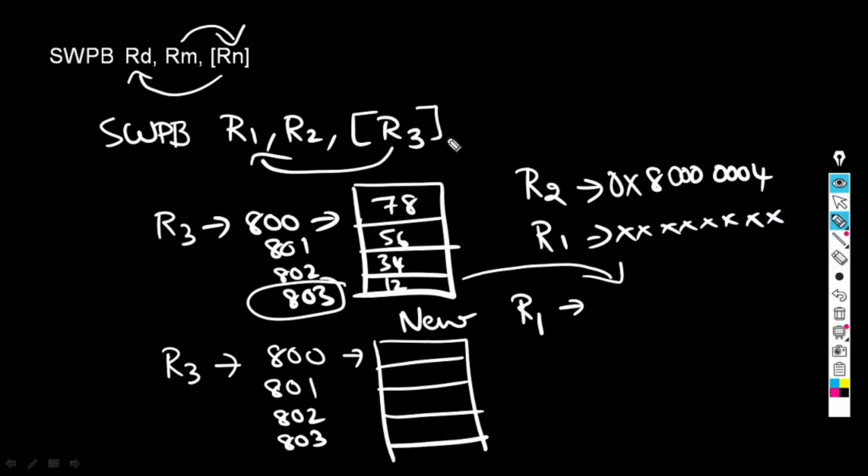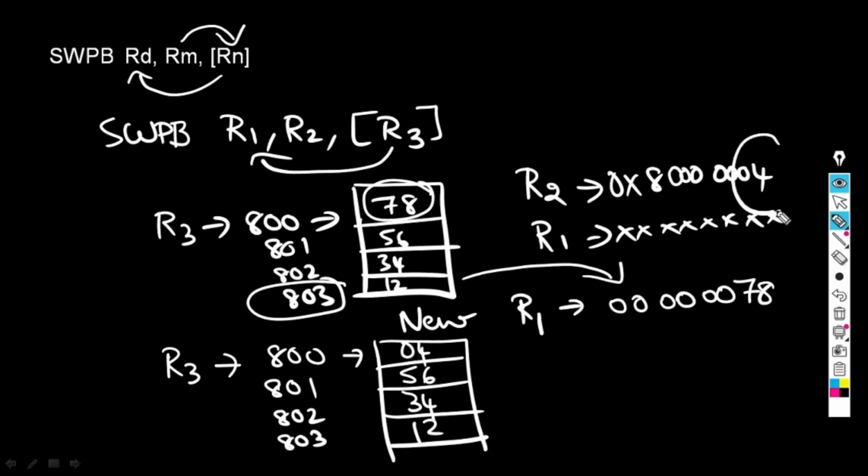What does that mean? Now from R3, instead of loading the entire data into R1, only a byte, that is 78, is loaded. All the remaining bits are filled with 0. It's an unsigned data transfer. And what happens to the memory location? Only the lowest memory location gets modified, that is the rest remains the same, and 78 gets replaced with 04.